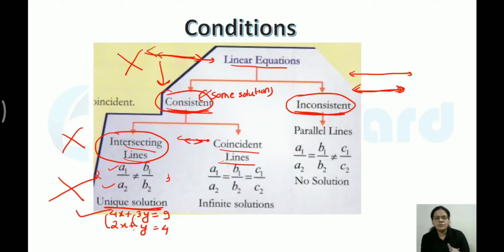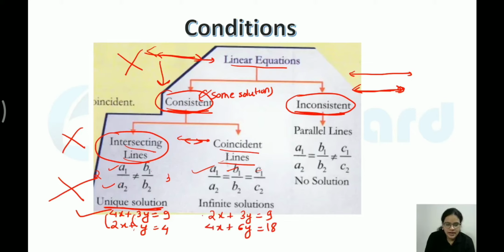The ratio of all the variables should be the same over here. Remember, all of a, b, c, all three should be the same. For example, if I give you 2x plus 3y is equal to 9, and suppose the second equation is 4x plus 6y is equal to 18. Can you observe 1 by 2, 1 by 2, 1 by 2? All the values are 1 by 2, which means I will have infinite solutions over here.